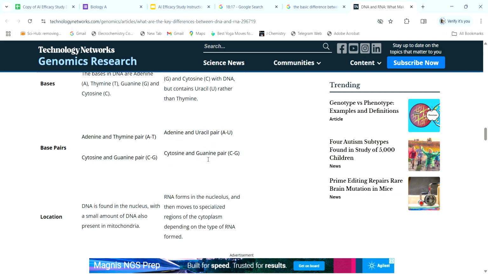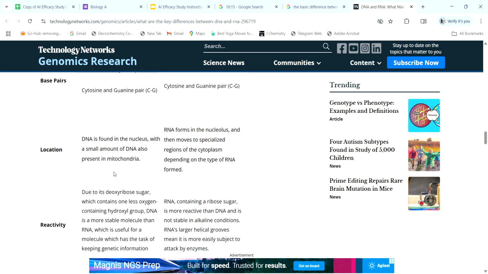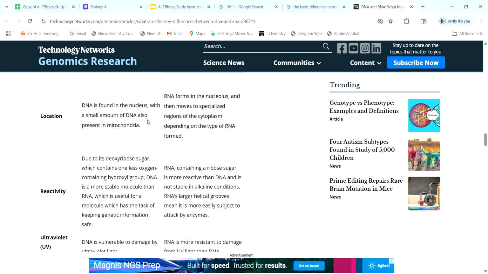Location: DNA is found in the nucleus, with a small amount of DNA also present in mitochondria. RNA forms in the nucleolus and then moves to specialized regions of the cytoplasm depending on the type of RNA formed.